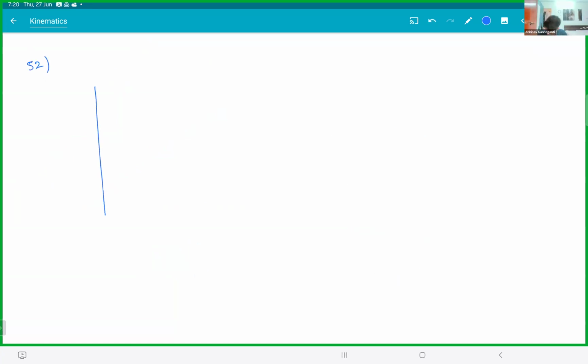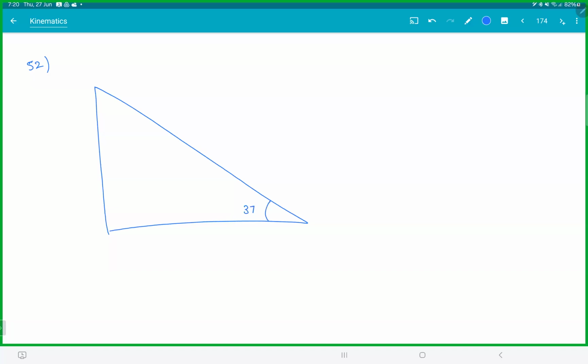Yeah, 52. Let's say this is 37 degrees. You're projecting horizontally like this with 5 meters per second, and this is also 37 degrees. Now find the range. Hope you remember sine 37 is 3 by 5, cos 37 is 4 by 5. You get it. Now once you know the technique, this is just brute force.